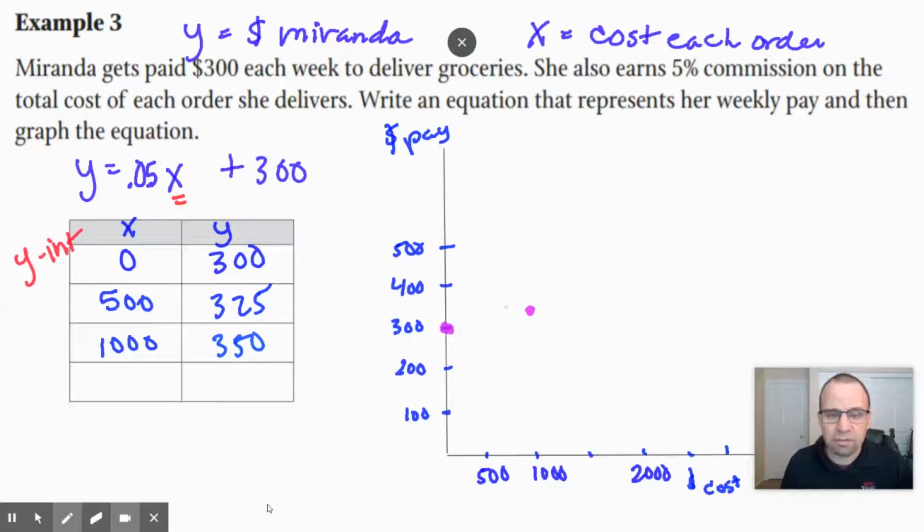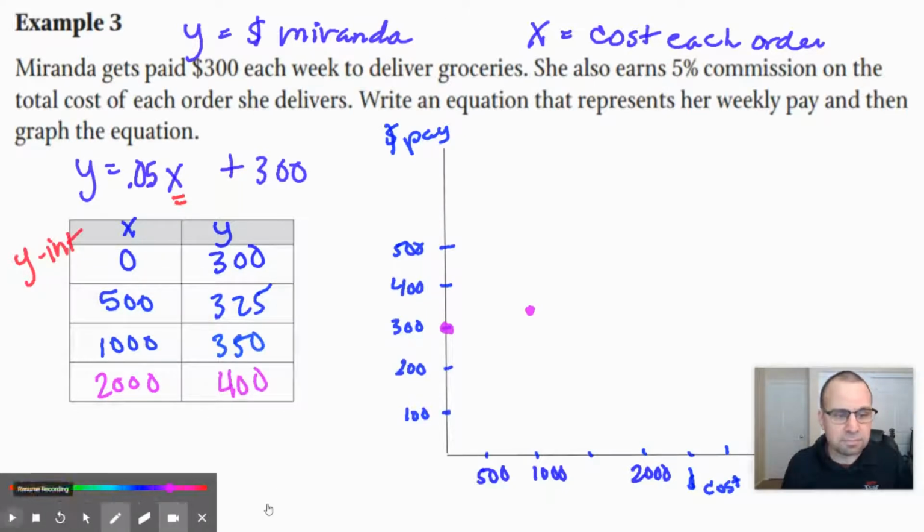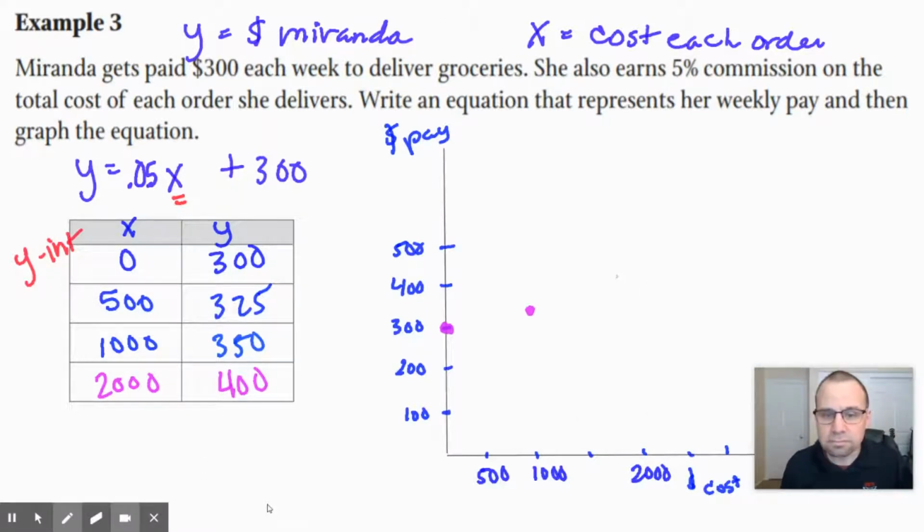So, if we were going with really small intervals, you would barely even see this line going up and to the right here. But which means at 2,000, we should be getting to 400. And again, this is a linear equation. It's going up by 5% every single time. And then I'll just fill this in. And it's going to continue that way depending on how much each order costs. And then so that's going to be 5% plus that 300.